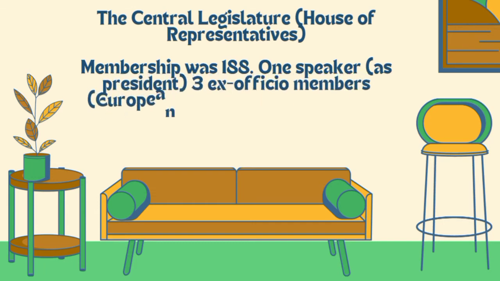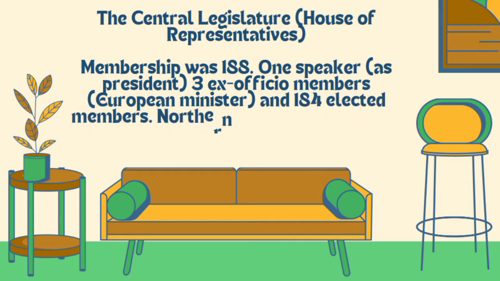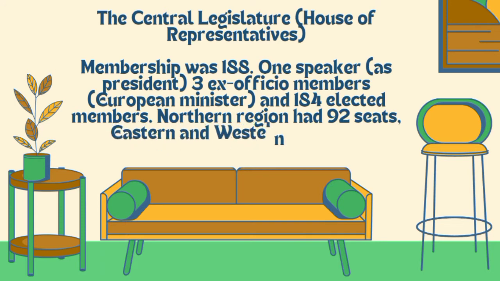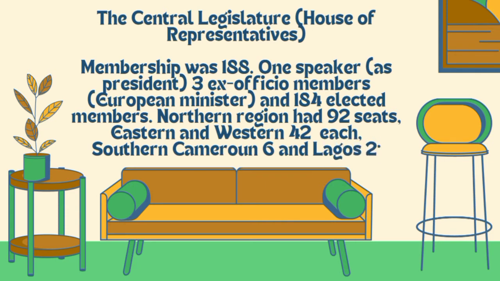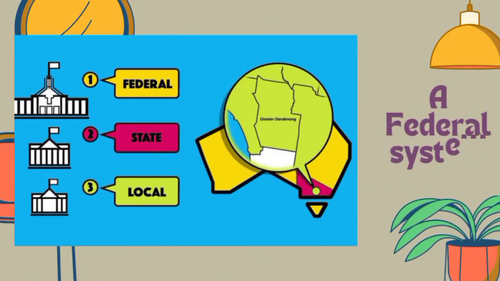So, membership was 188, one speaker as the president of the House, and 3 ex-official members that were Europeans. 84 were elected, 92 from North, 42 each from East and West, 6 from Southern Cameroon and 2 from Lagos.